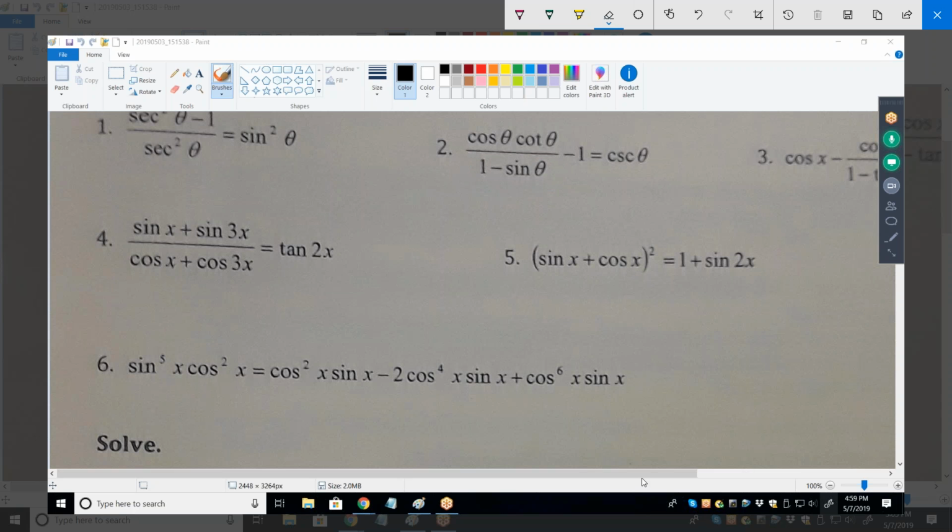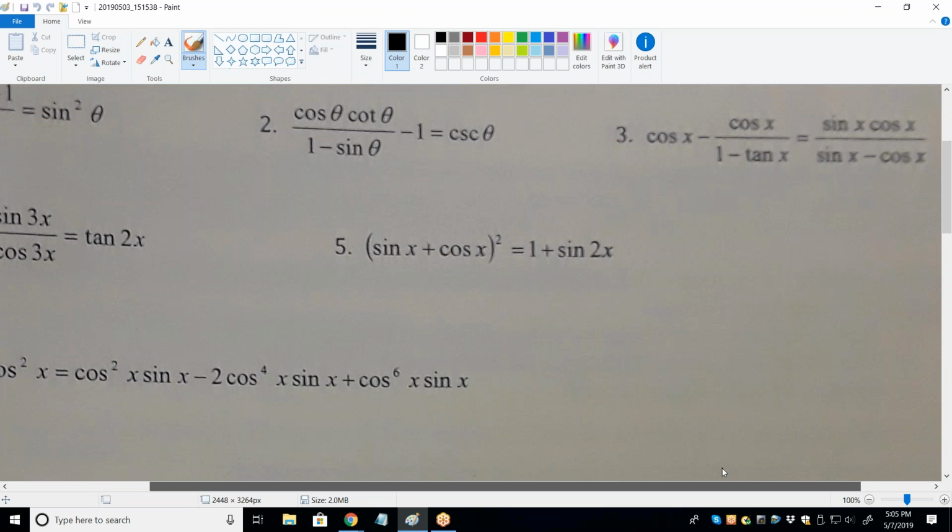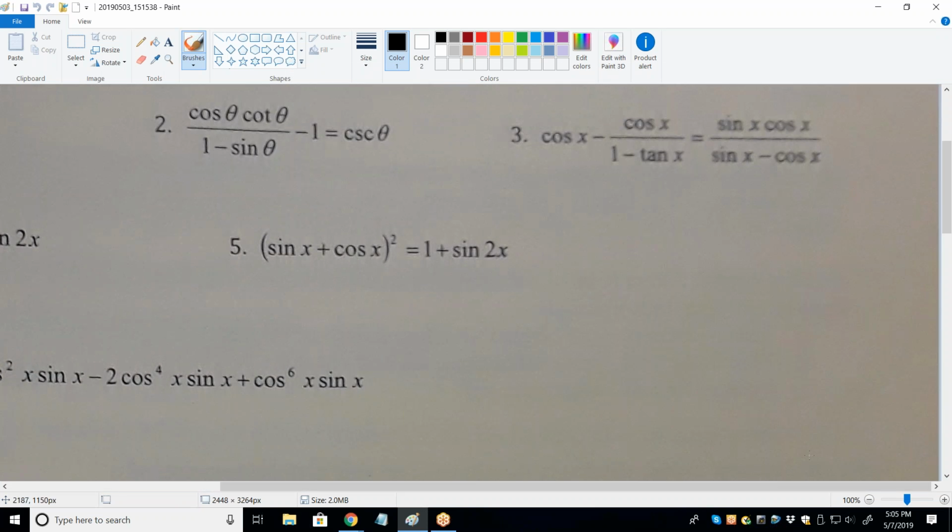All right. How about number 3? Let's take a look at it. Donna, is this one we did? This looks, yeah, I think this is the one we did.